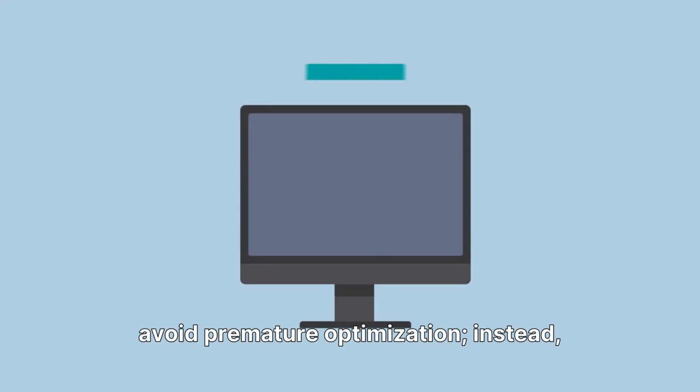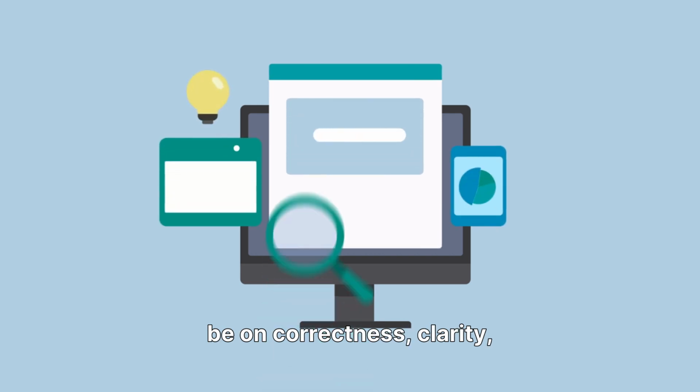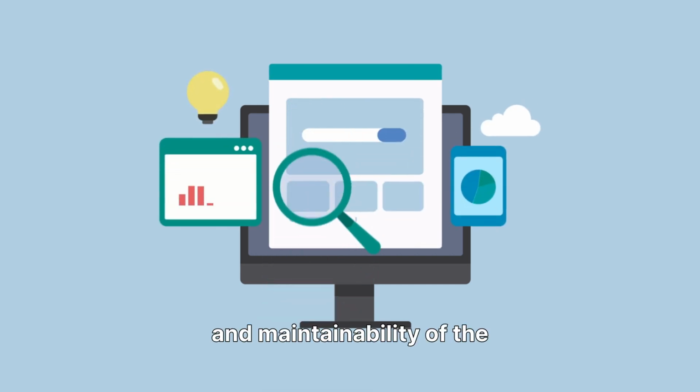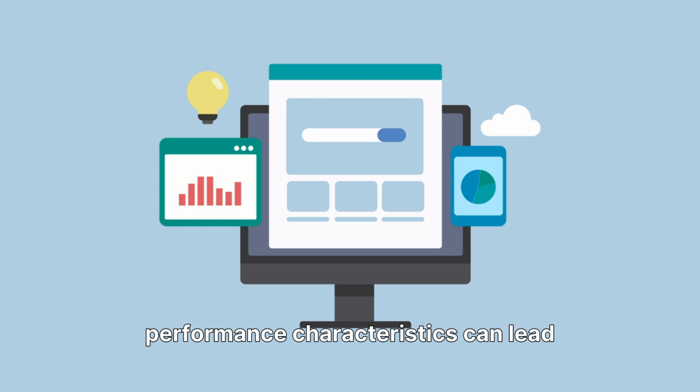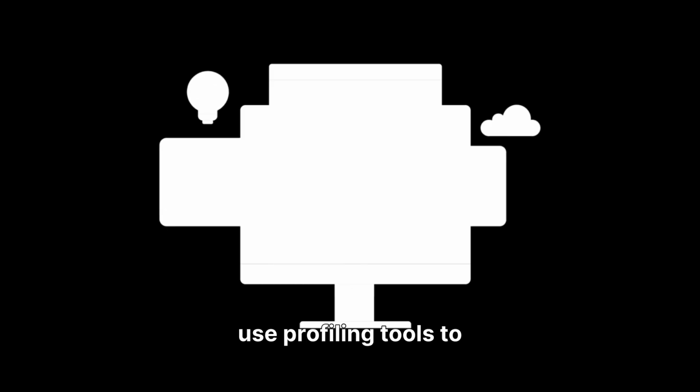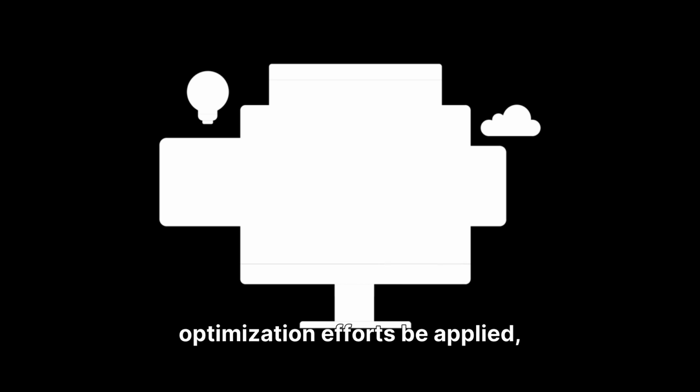It's critically important to avoid premature optimization. Instead, the focus should initially be on correctness, clarity, and maintainability of the code. Attempting to optimize code before understanding its actual performance characteristics can lead to complex, harder-to-read code that offers no real performance benefit or even introduces new bugs. The best practice is to first ensure the application functions correctly, then use profiling tools to identify actual bottlenecks. Only after concrete performance issues are identified should optimization efforts be applied, ensuring that changes are targeted and effective.